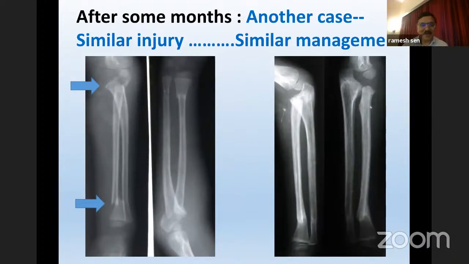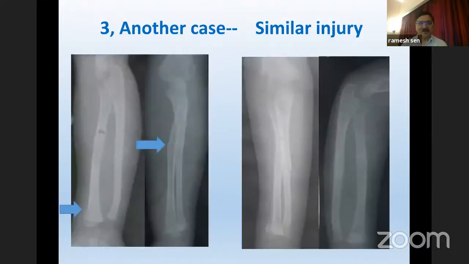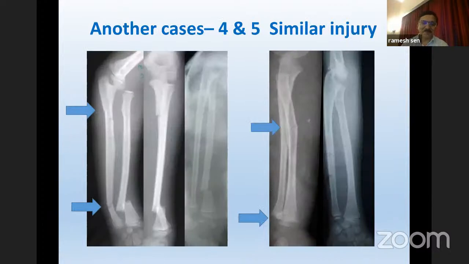After some months, another case with a similar kind of injury came, proximal Monteggia and a distal fracture. This had taken my interest, so I took these records also. After a few more months, I had another case of the same kind, because now I was keen to see this kind of injury. Similarly, a mid-shaft fracture and a distal physeal injury, and another case. Whenever I was finding something, though at a year's interval, one year, another year, I was keen. Whenever such a case came, I recorded it, put it in my records and started seeing it.